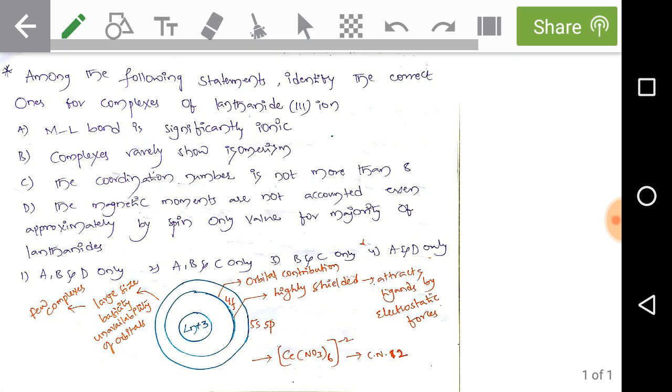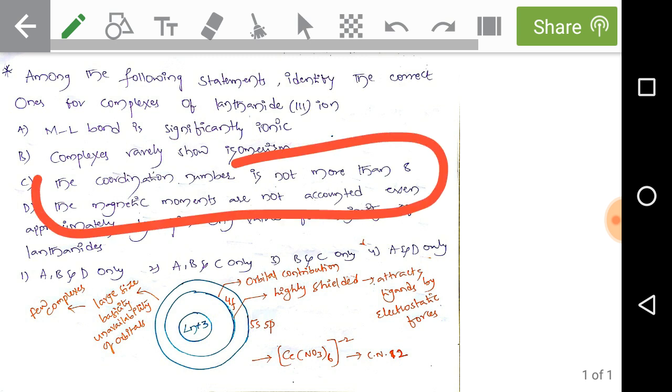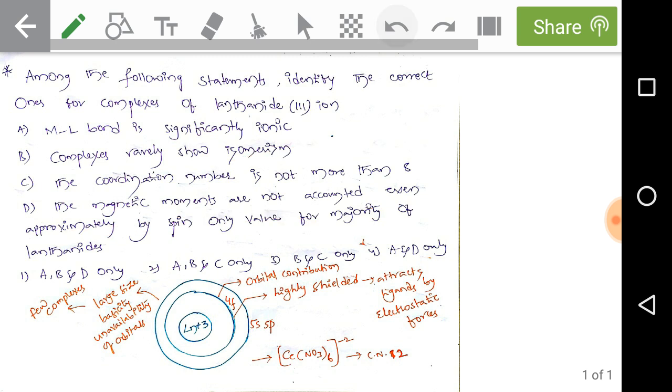Here the next statement: the coordination number is not more than 8. This is a wrong statement, because we can see cerium coordinating with 6 nitrate ligands, where NO3 acts as a bidentate ligand, so cerium has 12 coordination. So more than 8 coordination is also possible for lanthanide plus 3 ions. So the third statement is wrong.